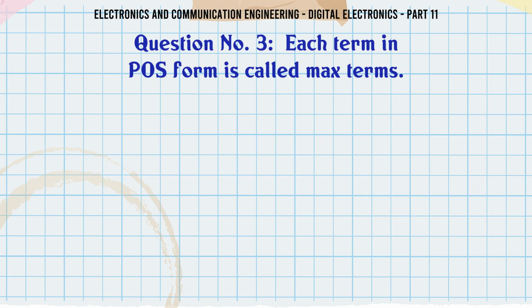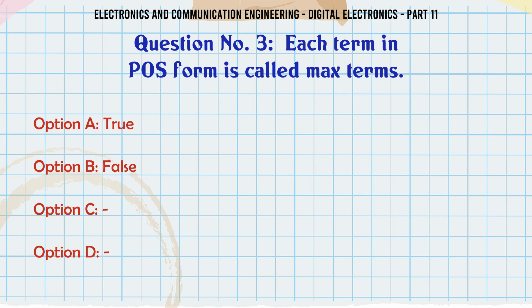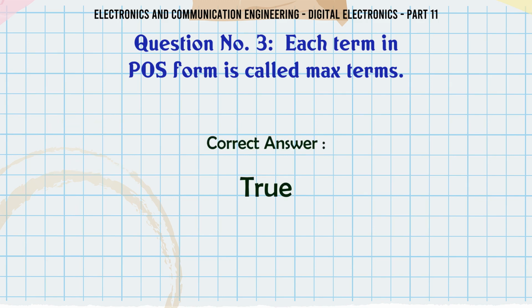Each term in POS form is called max terms. A, true. B, false. C. D. The correct answer is true.